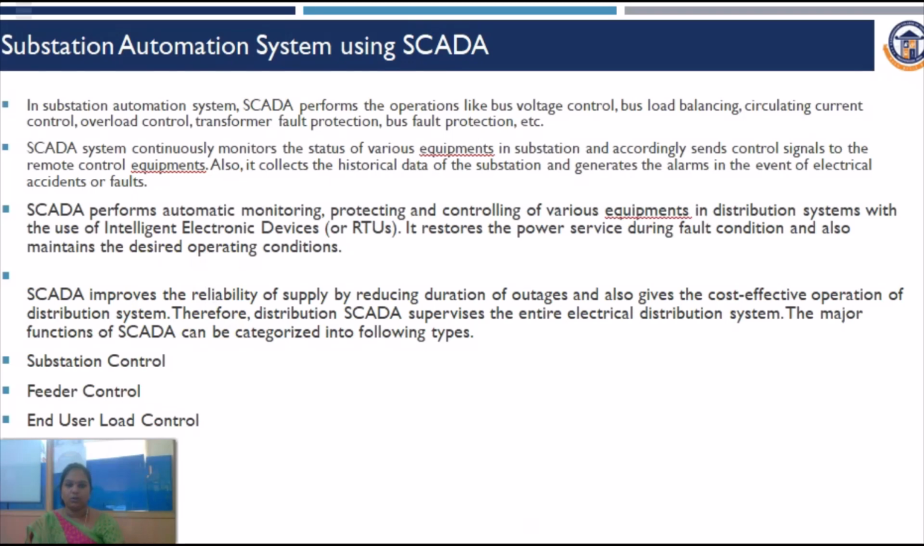First of all, what do you mean by substation automation system? In substation automation systems, SCADA performs operations like bus voltage control, bus load balancing, circulating current control, overload control, transformer fault protection, and bus fault protection in the substation equipment.